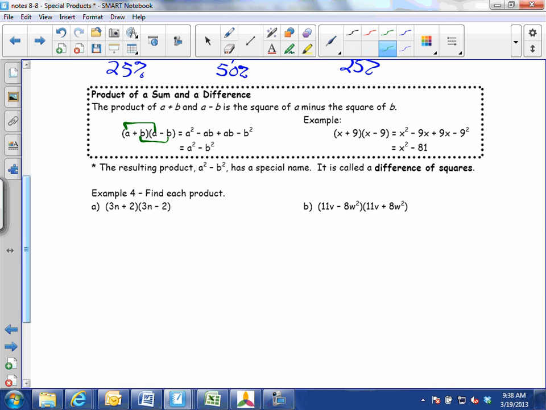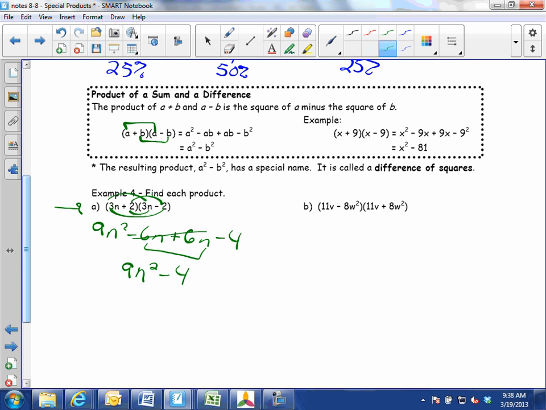When this happens, let's just do this one. First times first, we're going to say 9n squared, and then outside gets us negative 6n, and inside 6n, and last times last. Okay, what happens? It cancels out. These guys are gone because the negative 6n plus a 6n is 0. So we just end up with 9n squared minus 4.